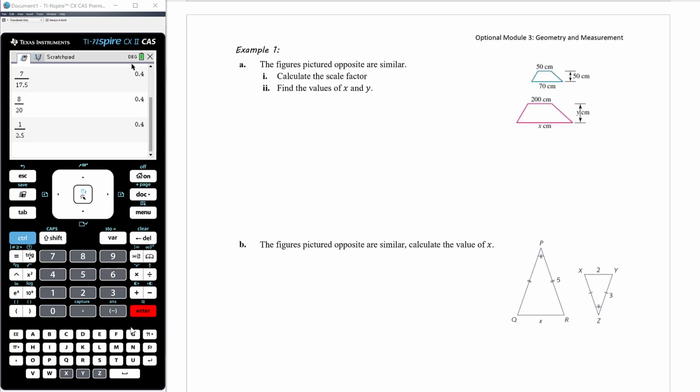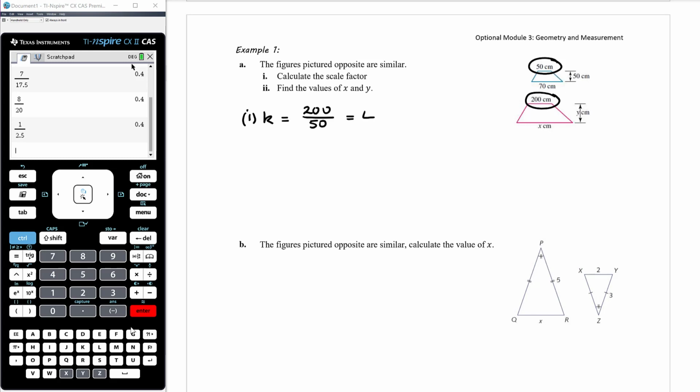Okay, so let's look at some different examples. The figures pictured opposite are similar. So this question is telling us that they're similar, so therefore we can use the properties of similarity. We want to calculate the scale factor. So we need to see where there is a pair of side lengths where we know the length in both of the shapes. For example, this 50 and y, we don't know what y is, so we can't calculate the scale factor from that. 70 corresponds with x, but we don't know what x is, so we can't calculate the scale factor from that. So the pair of information that's useful for the scale factor is the 50 and the 200. So in terms of part 1, our scale factor k is going to be 200 divided by 50.